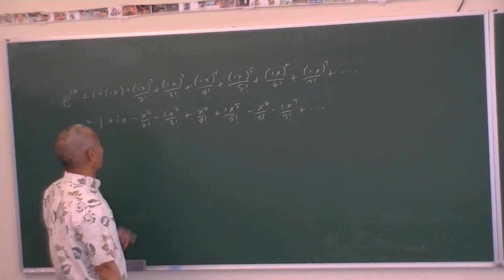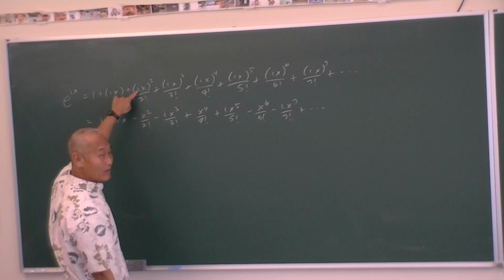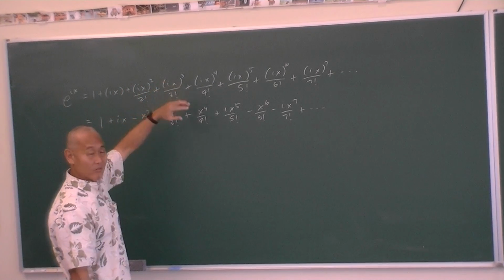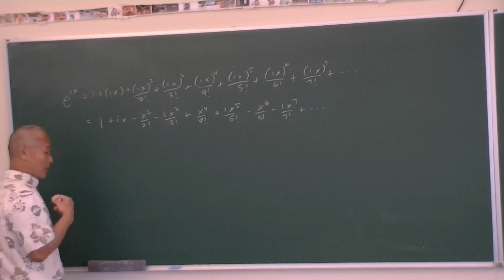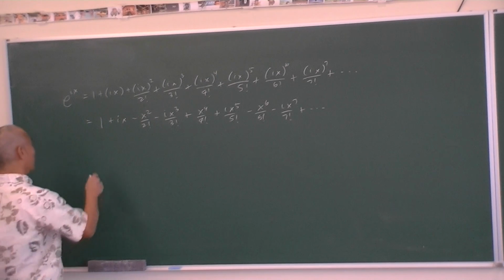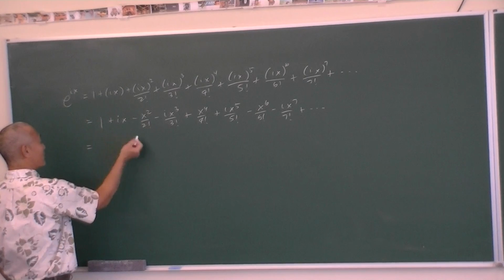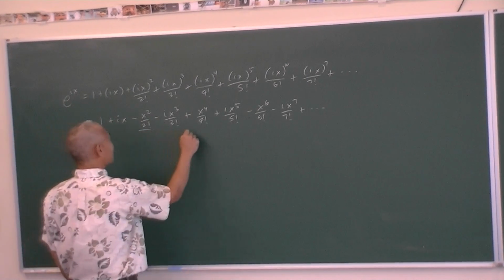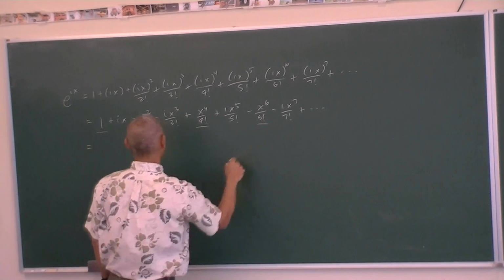You guys know how I got that? Because i squared is -1, right? i cubed is -i, and so forth, right? Now, when you work with complex numbers, you always work with the real part and the imaginary part separately. So if you look at all the real parts, in other words, the things without the i's right here, let's write it up.